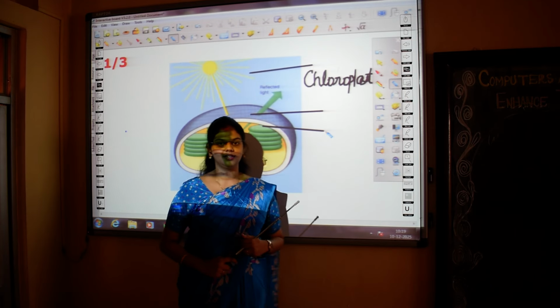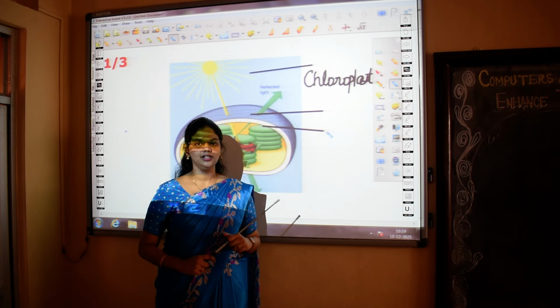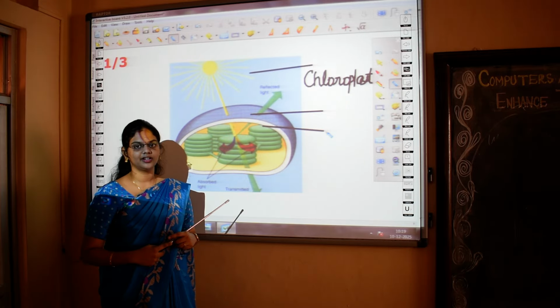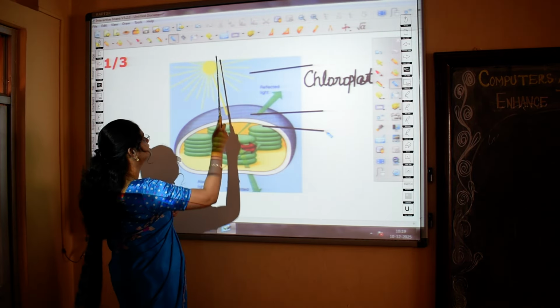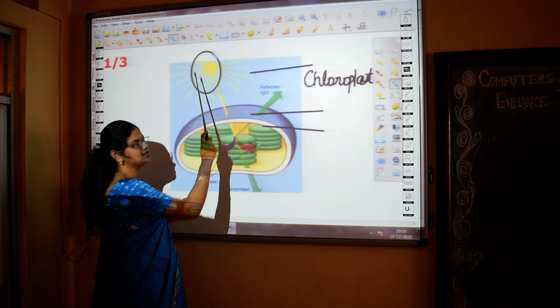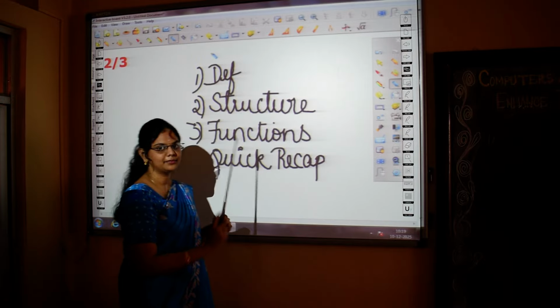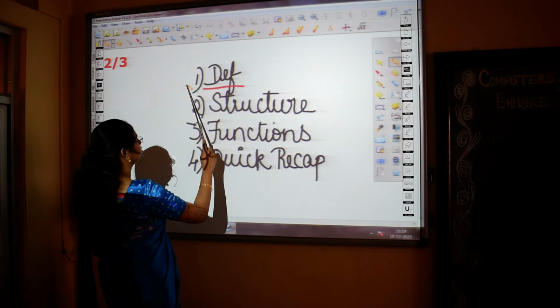From this we can derive the definition that chloroplast is a double membrane bound organelle which is responsible for photosynthesis. Its other main function is conversion of light energy into chemical energy. This is referred to as the light energy, that is the source of the sun. Now we have completed the definition of chloroplast.